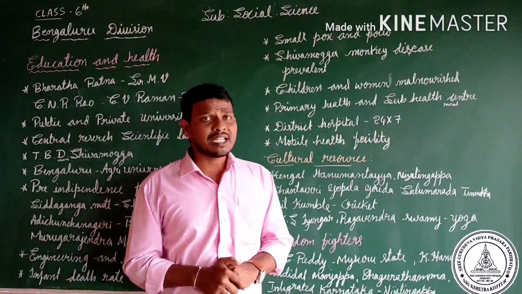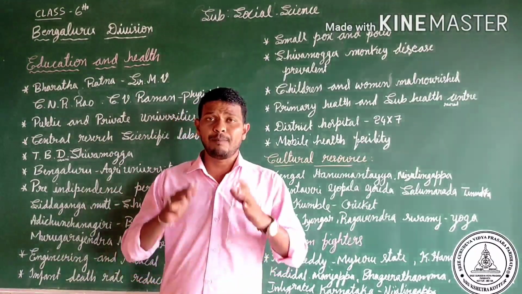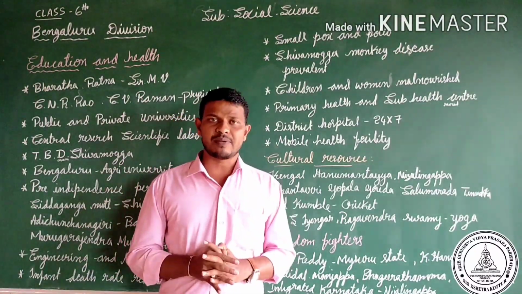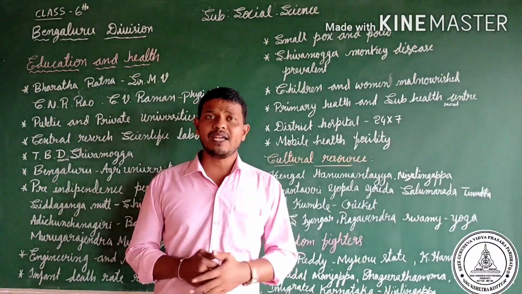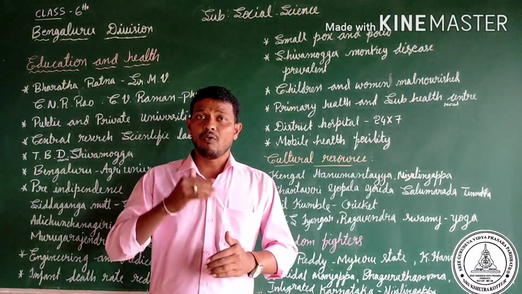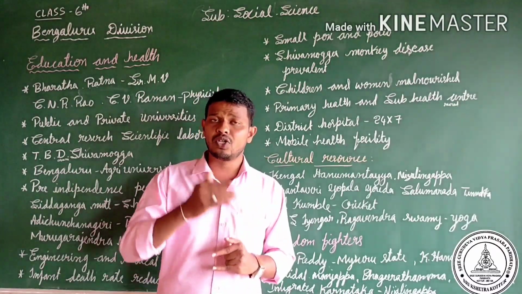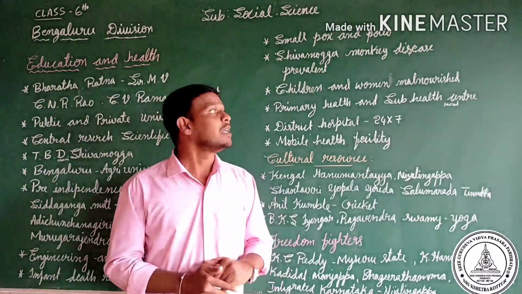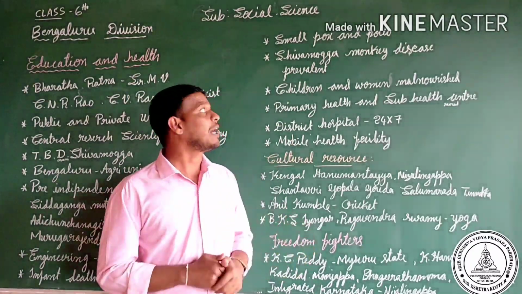Then I would like to tell about smallpox and polio. Smallpox and polio have been completely eradicated in the Bengaluru division. Before, that means in the 18th century, we found many diseases in the Bengaluru division. When we found good quality hospitals, these smallpox and polio were completely eradicated in the Bengaluru division.